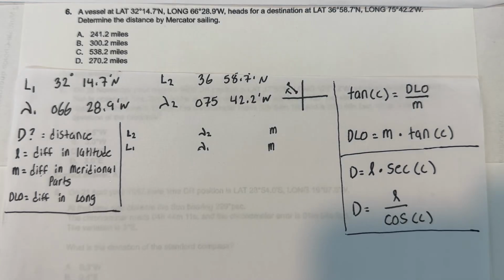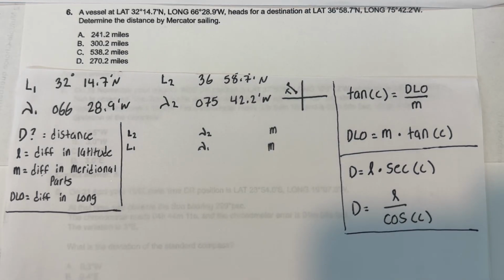Hey everyone, today we're going to talk about a question that asks for distance by Mercator Sailing. This question is directly from the TNAV sample exam off of the NMC website. A vessel at 32°14.7' north, 066°28.9' west heads for destination 36°58.7' north, 075°42.2' west. Determine the distance by Mercator Sailing.